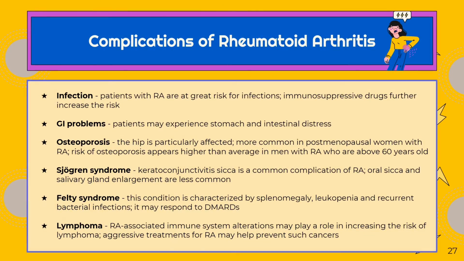Next, I will be talking about complications of rheumatoid arthritis. RA itself is not fatal. However, complications of the disease may shorten life expectancy by years in some individuals.